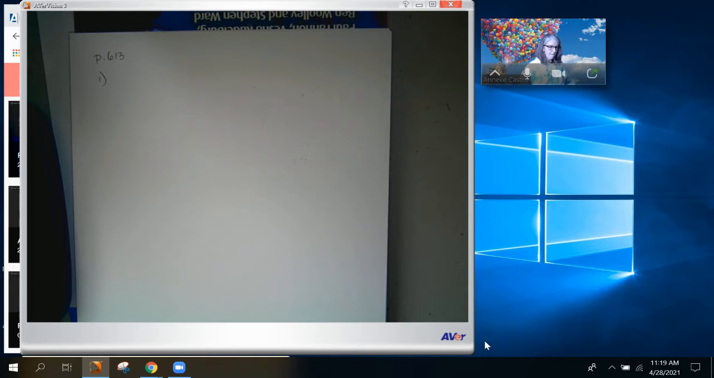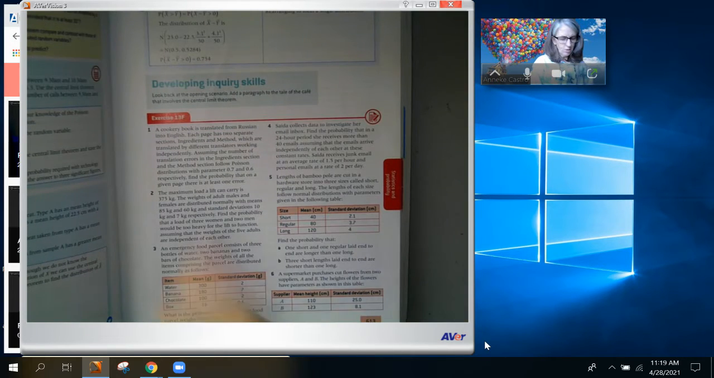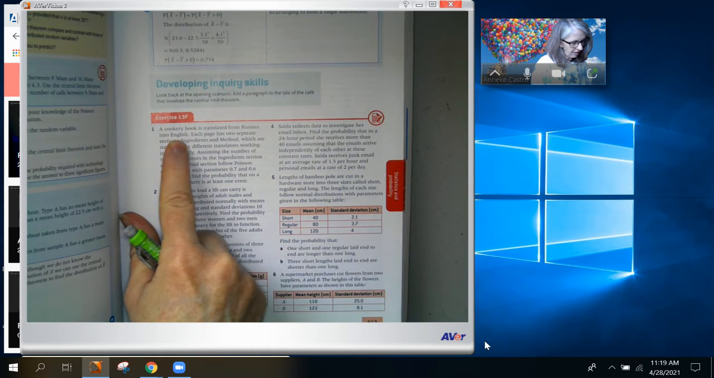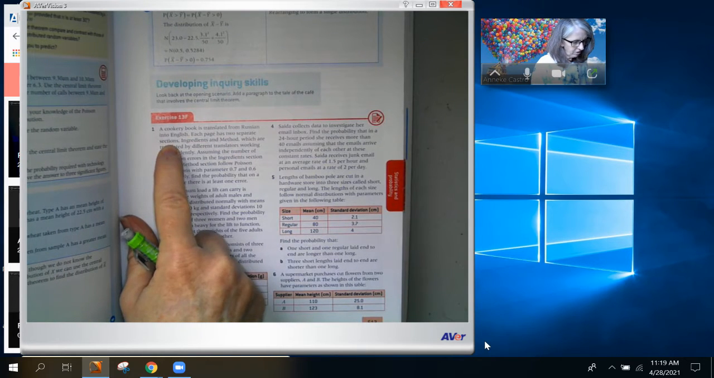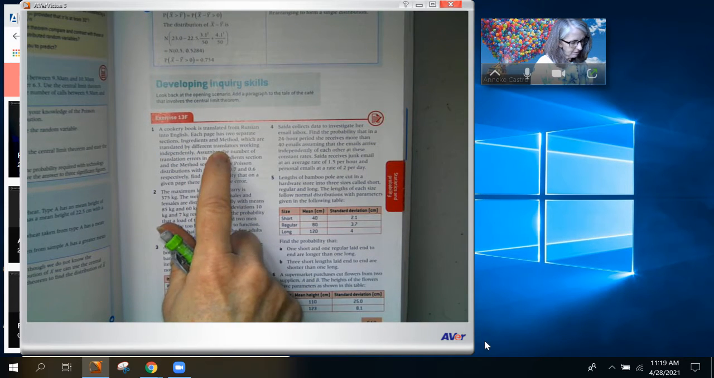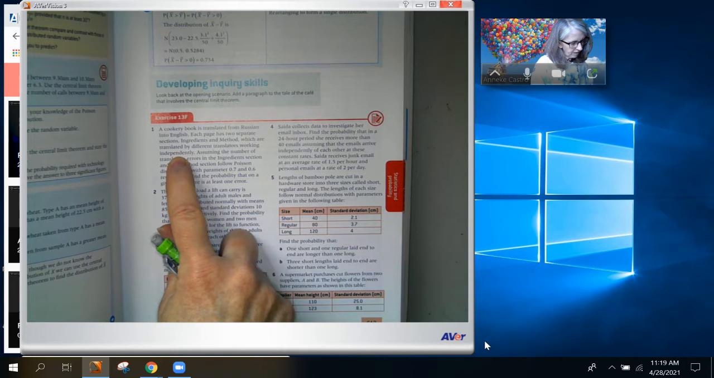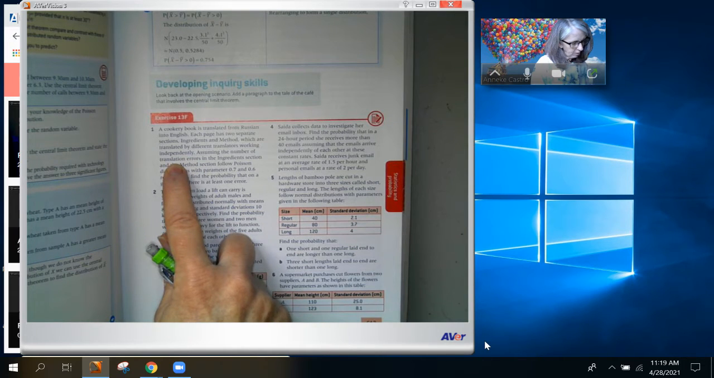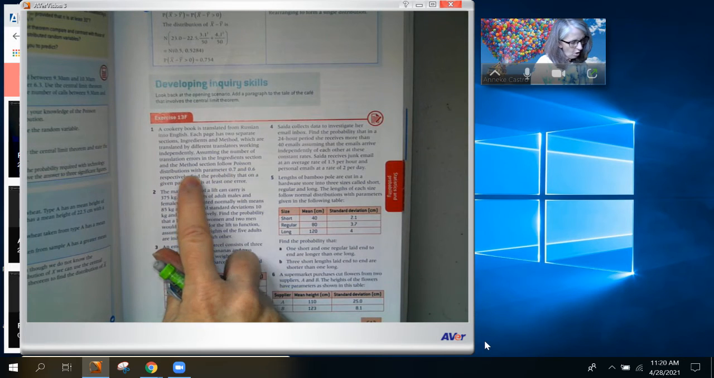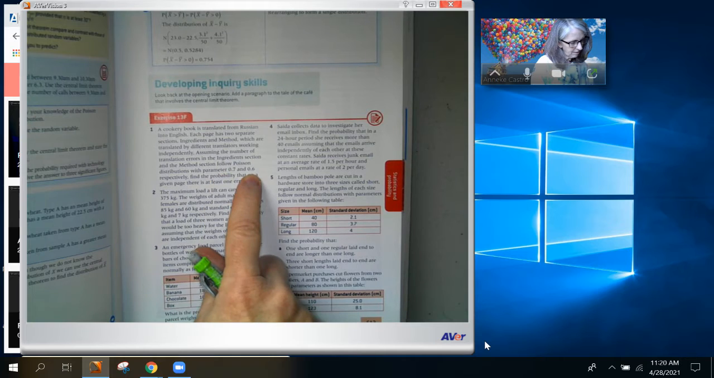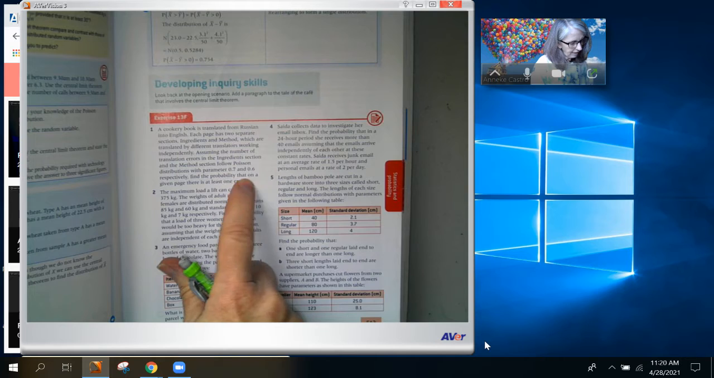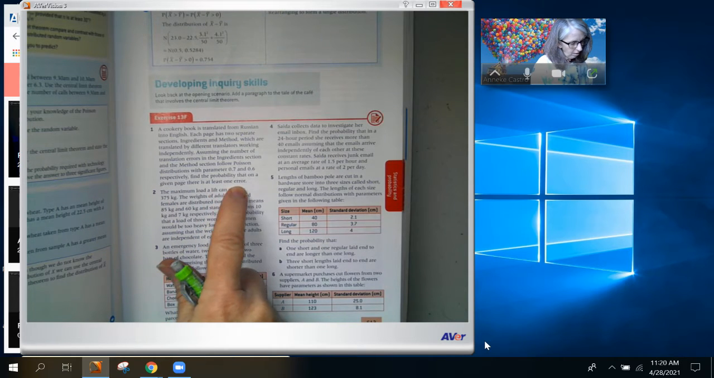So the first one we have is a cookery book translated from Russian into English. Each page has two separate sections, ingredients and method, which are translated by different translators working independently. Assume the number of translation errors in the ingredients section and the method section follow Poisson distributions with parameters 0.7 and 0.6 respectively. Find the probability that on a given page there is at least one error.